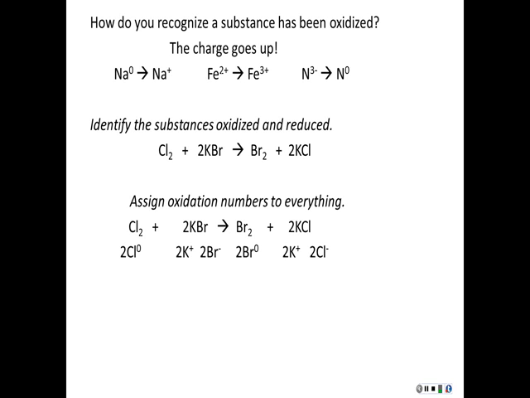I have 2 potassiums. Each of those will be plus 1. 2 bromides. Each is -1. Then on the right-hand side of the equation, I have 2 bromines that are 0, and 2 potassiums plus 1, 2 chlorides -1. So the chlorine is changing oxidation number, and so is the bromide. Notice the potassium isn't doing anything, so we kind of forget the potassium then because it isn't reacting. So the chlorine atom then, because the charge went down, 0 to -1, it's being reduced. And the bromide ion, because its charge went up, is being oxidized.